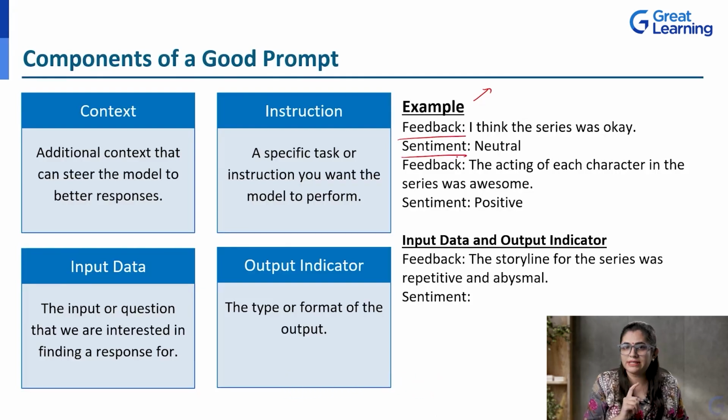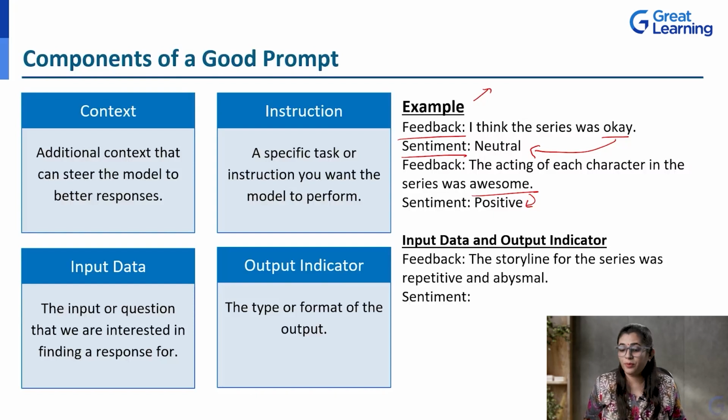Here we have given two examples. First feedback is, I think the series was okay. Second feedback is, the acting of each character in the series was awesome. So, for I think the series was okay, it took this okay as neutral. So this is a sentiment neutral. Here, awesome it took as positive. So your sentiment becomes positive.